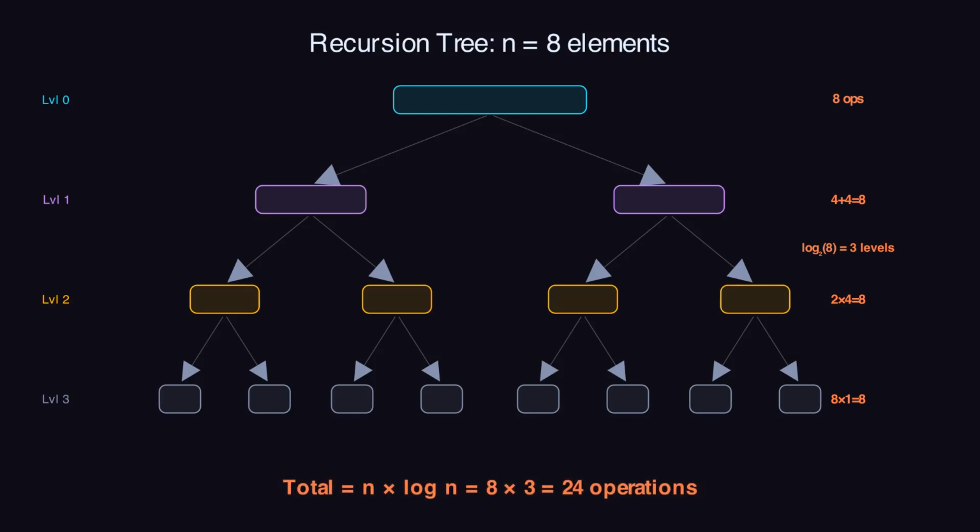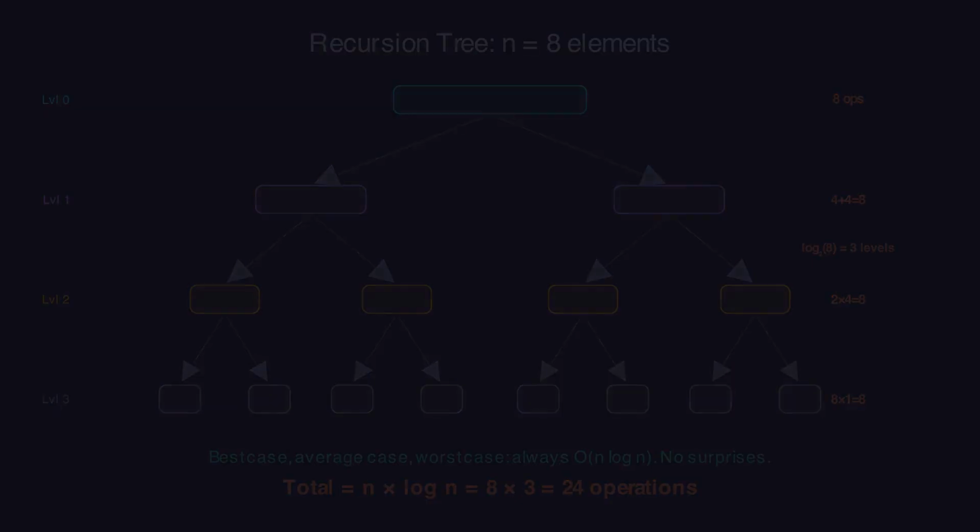And here's what makes merge sort special among fast sorting algorithms. This bound holds for the best case, the average case, and the worst case. There's no bad input that degrades it to quadratic behavior. Unlike quicksort, which can hit O(n squared) on already sorted or adversarial input, merge sort is completely predictable. Every time, n log n.